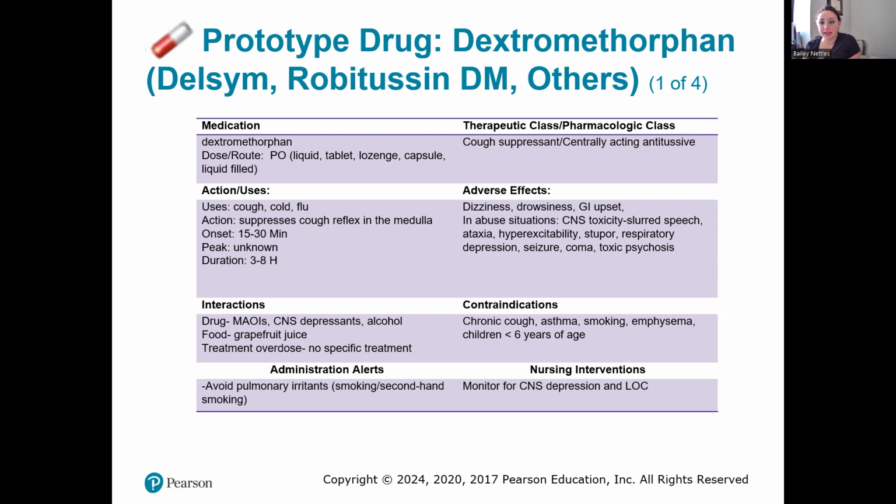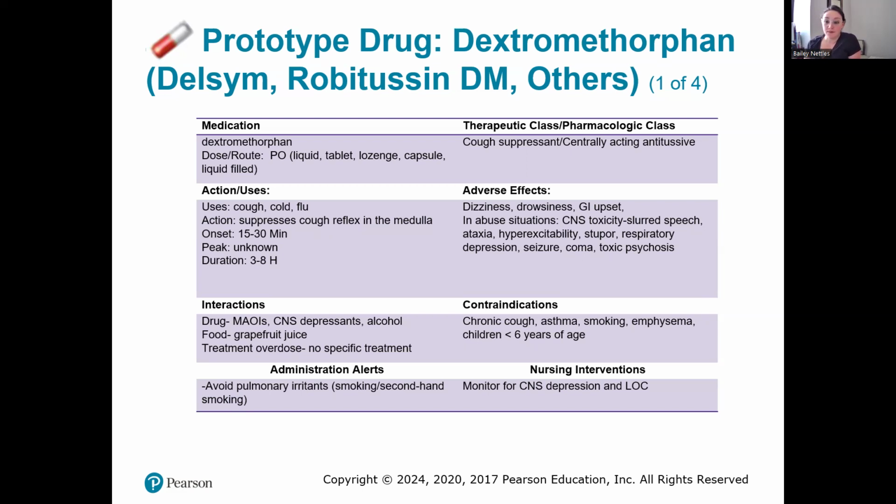For contraindications, chronic cough. If you have a chronic cough, this isn't going to help you. This is not what you need, okay? If you have asthma, you don't need to take it either, because a lot of times when you cough with asthma, it's because your airway is constricting. So this isn't going to help you. This is not the deal, okay?